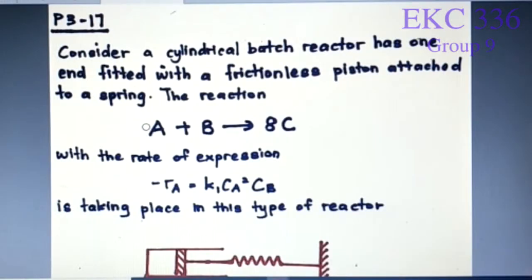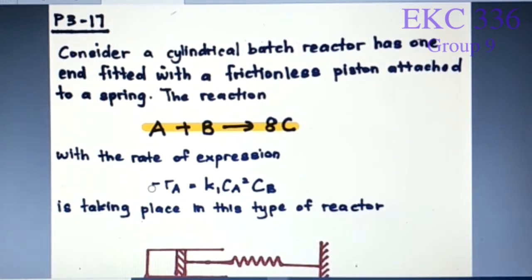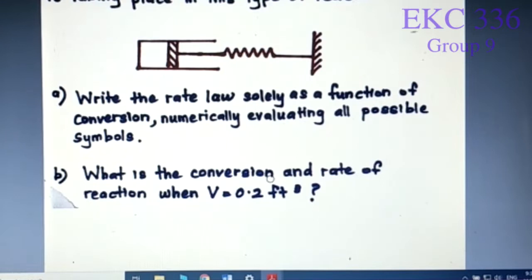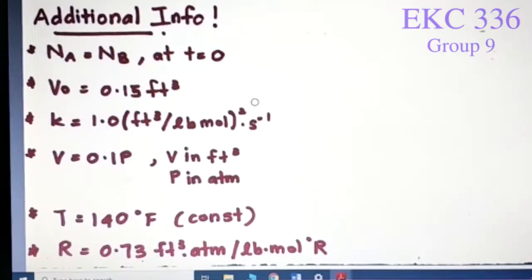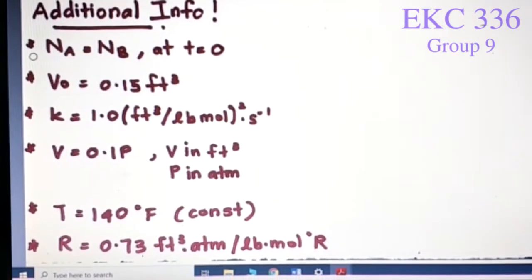Our question: the reaction A plus B equals C is carried out in a frictionless piston, and the rate expression is negative r_A equals k1 C_A squared C_B. The question asks us to write the rate law solely as a function of conversion and to calculate the conversion and rate of reaction. And here is some information given by the question.